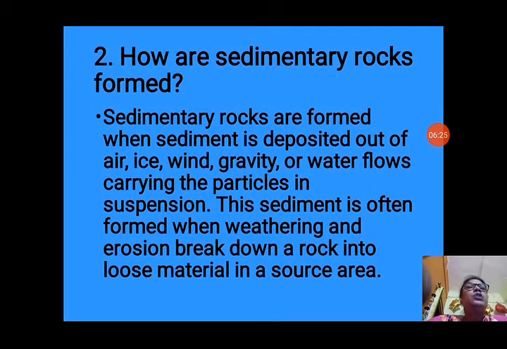Let us see about the next question. How are sedimentary rocks formed? So sedimentary rocks are formed from the sediments. You know that sediments are deposited out of air, ice, wind, gravity or water flows carrying the particles in suspension. That means when the weathering takes place on the rocks, rocks are broken into very small particles.